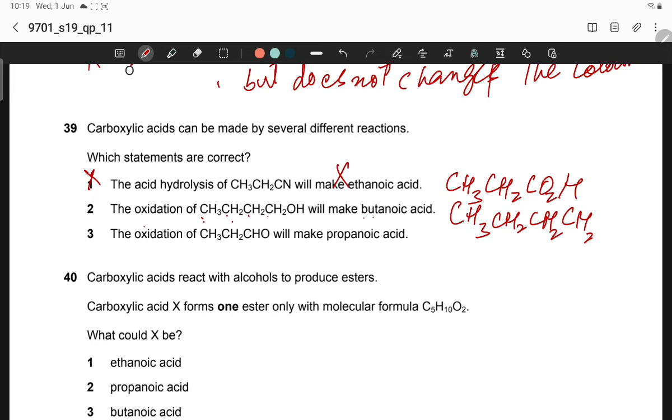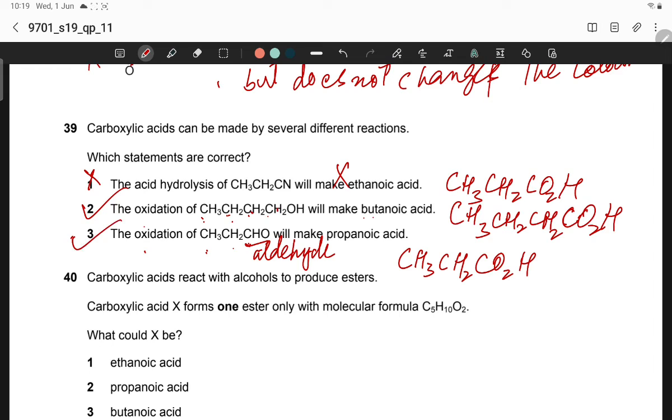CH3CH2CH2CO2H, it will form butanoic acid. So this is correct. The oxidation of CH3CH2CHO will make propanoic acid. Yes, this is an aldehyde and the oxidation of this compound gives propanoic acid, CH3CH2CO2H. This is also correct. If 2 and 3 are correct, the option is C.